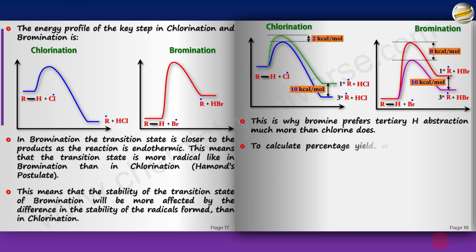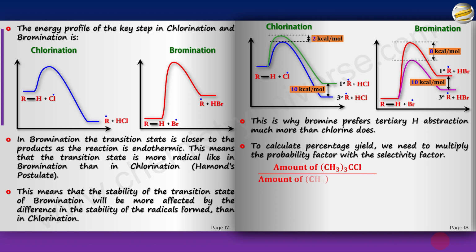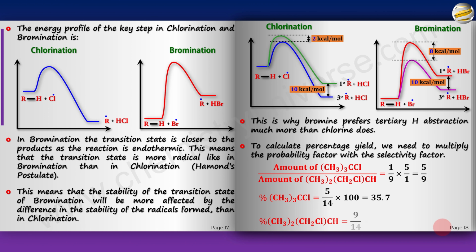Now to calculate the percentage yield, we simply need to multiply the probability factor with the selectivity factor. So amount of tertiary Cl to the primary Cl will be, first look at the probability factor. Isn't the primary 9 times more than tertiary in terms of number of hydrogen atoms? Whereas the selectivity factor for tertiary is 5 and primary is 1. So the value is 5 by 9. Now how much does this become a percentage? It's 5 by 14 and 9 by 14, which is exactly the value that you get.